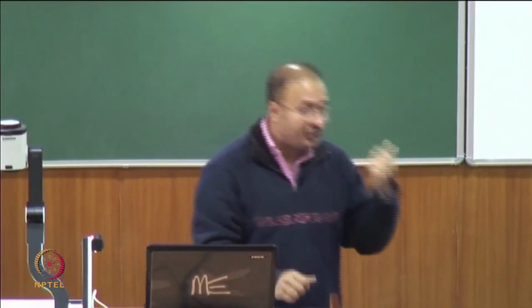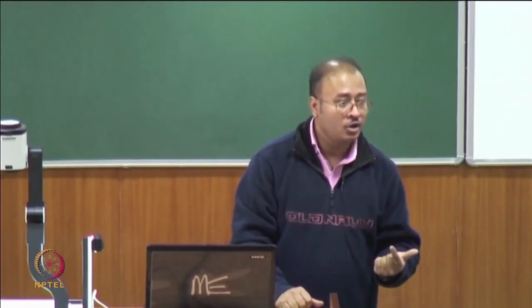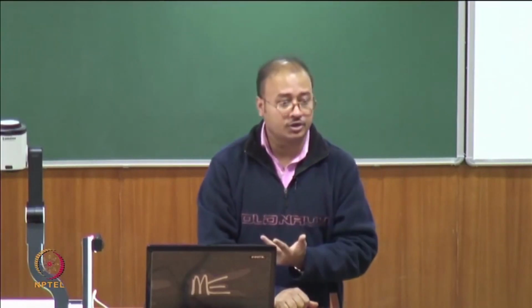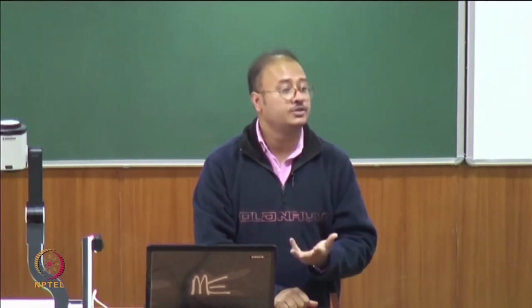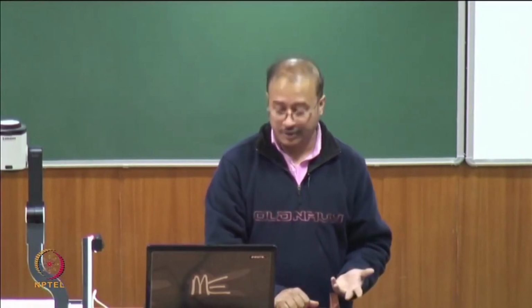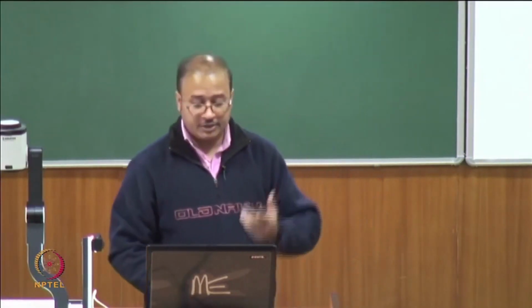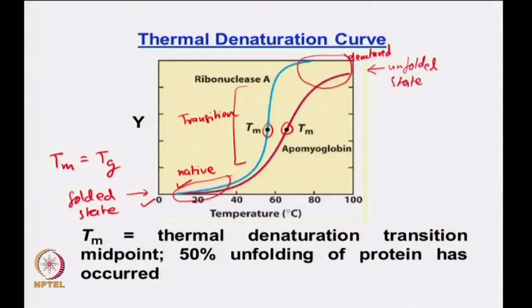So one is your pre-transition, which is the native state. One is the transition, where the actual transition occurs, the sharp change. And the other one is your post-transition, right. Now the other thing we said was, if you look at these two important parameters, Tm for both the proteins.